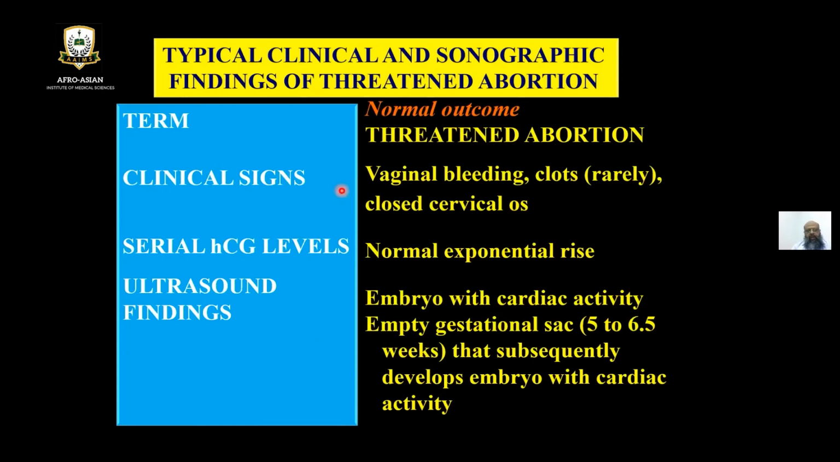In threatened abortion, we saw that embryo with cardiac activity is there. The empty sac, gestational sac, 5 to 6.5 weeks, that subsequently develops embryo with cardiac activity can be present. But there is threat of abortion because of vaginal bleeding, clots rarely, but the cervical os is closed. It means nothing has passed out, nothing has gone, but there is threat because of vaginal bleeding. That's why we call it threatened abortion.